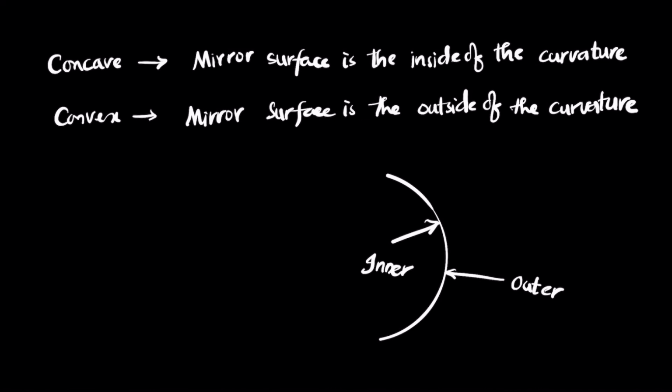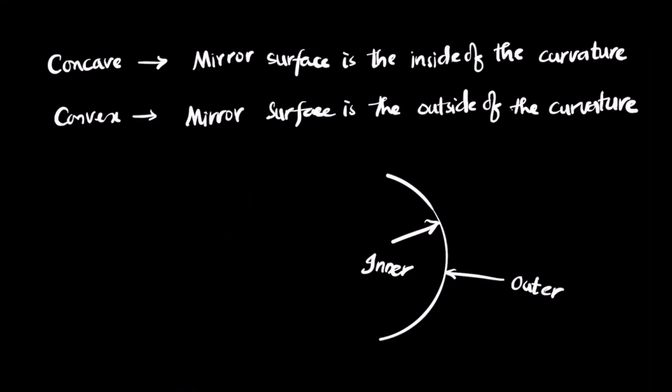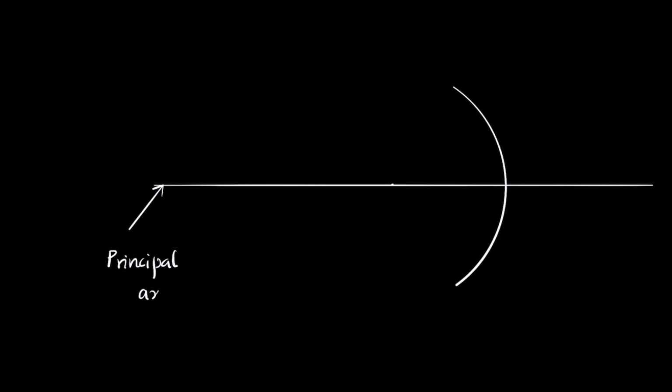So remember the idea behind the convex and concave mirrors. So how would the image form in a concave spherical mirror? So let's take the idea. So now let's try and draw. So this here is called the principal axis.